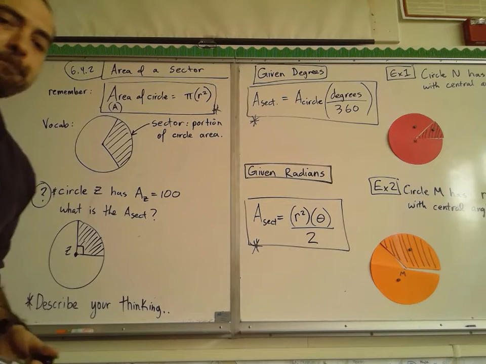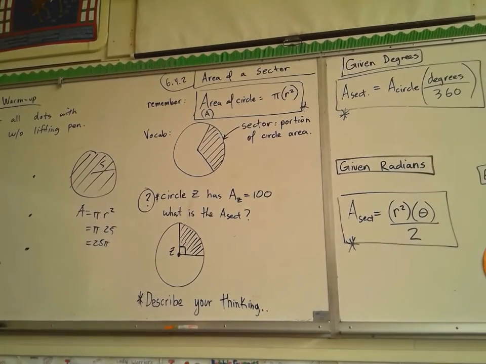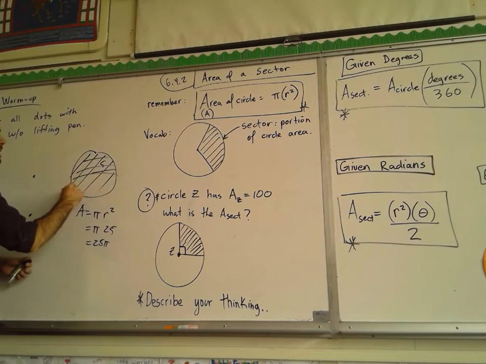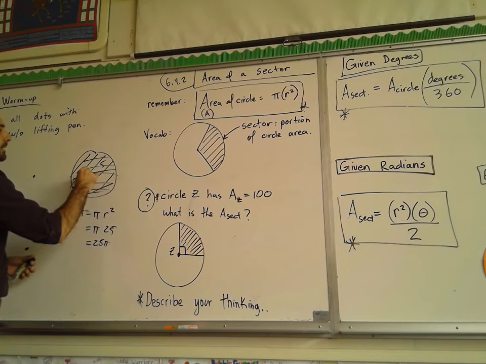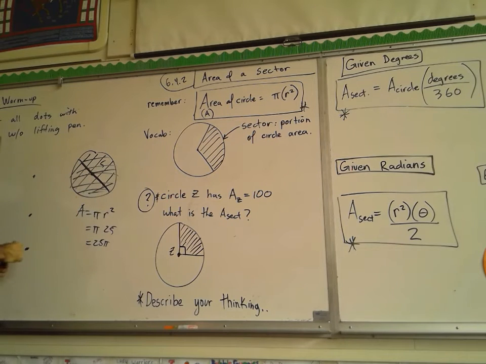Since the area is everything on the inside, what would happen if, let's say this is the diameter, and this whole area is 25 pi, what would happen if I cut it in half? The whole area is 25 pi, so what would this area be? 25 pi over 2. Good. We take 25 pi and divide it in half. It would be 12.5 pi.